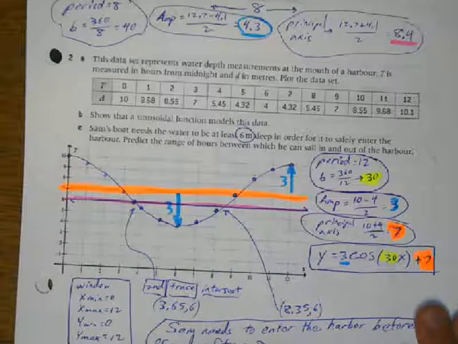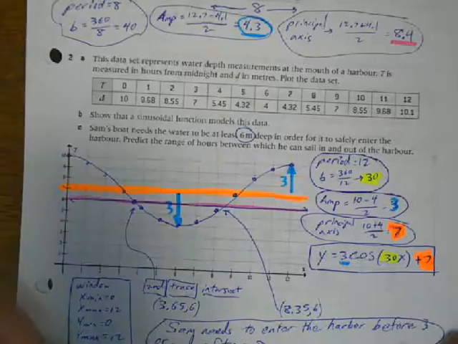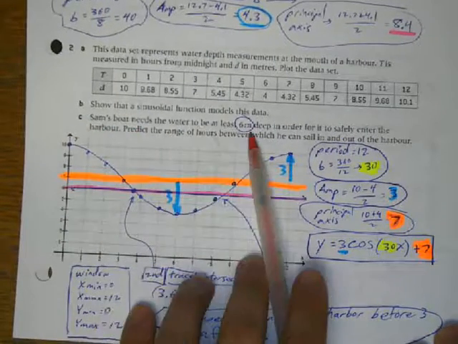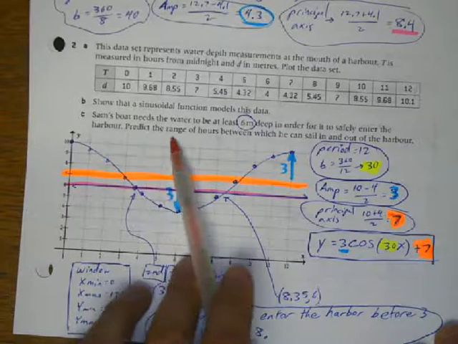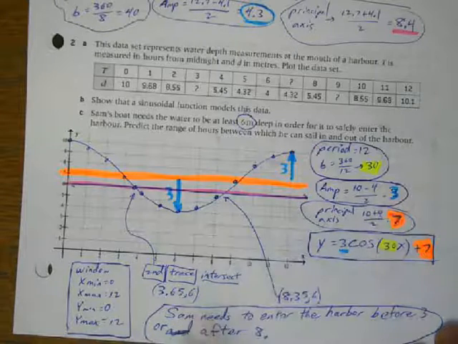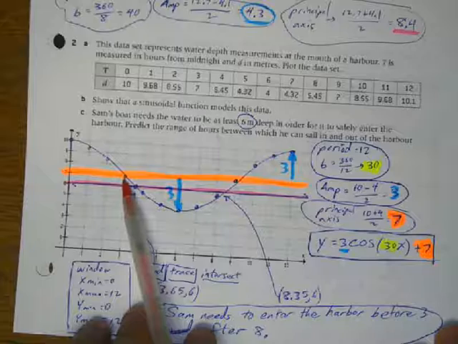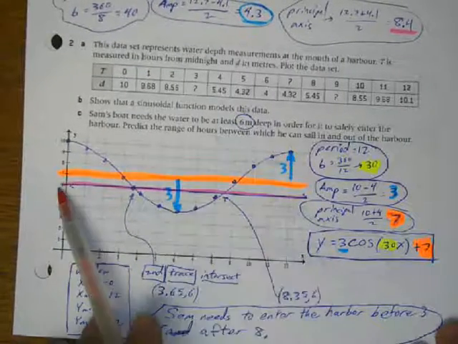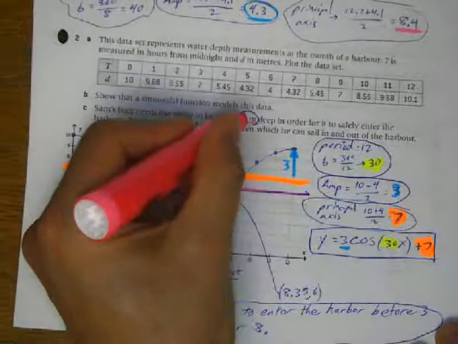And this pink line is for part C. Part C says Sam's boat needs the water to be at least 6 meters deep in order for it to safely enter the harbor. Predict the range of hours between which he can sail in and out of the harbor. So the water level needs to be high enough for the boat to go in and out. So I drew this line here at 6 meters.